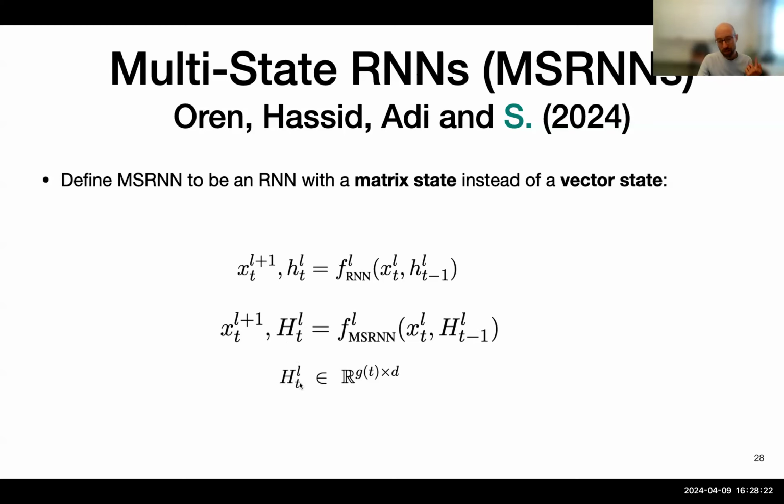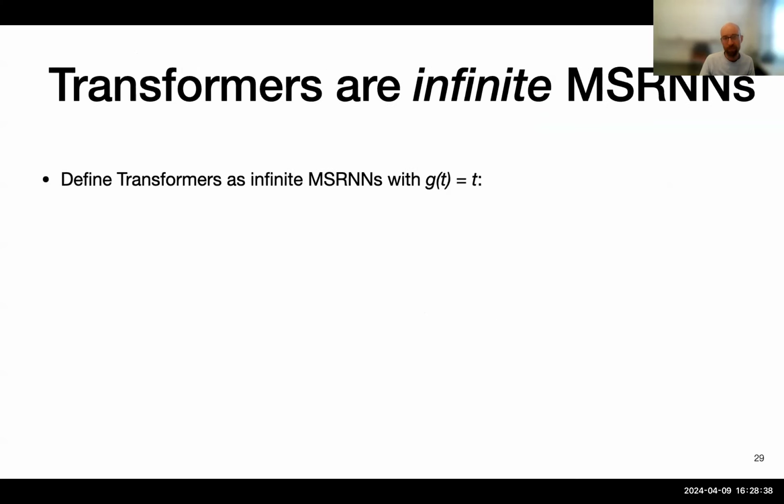Now, importantly, the dimension of this matrix is parameterized by D, which is the hidden state size, but also by some function G of the time step T. Now let's talk about different values that this G can get. Now, the first thing that I'll try to convince you of is that transformers are actually infinite MSRNNs.